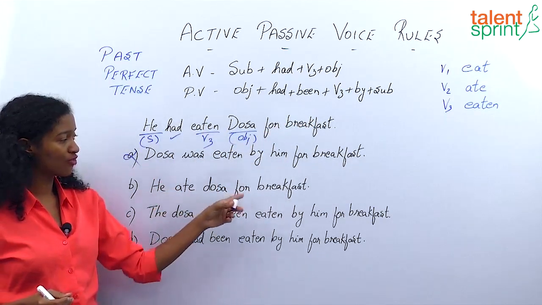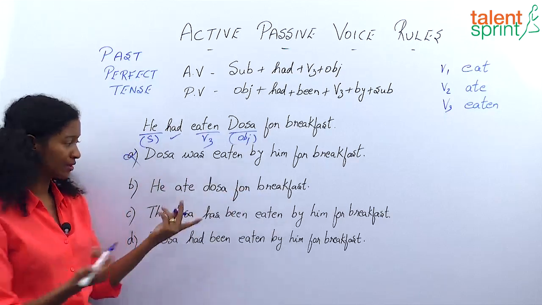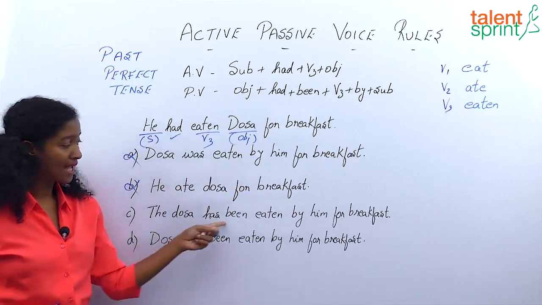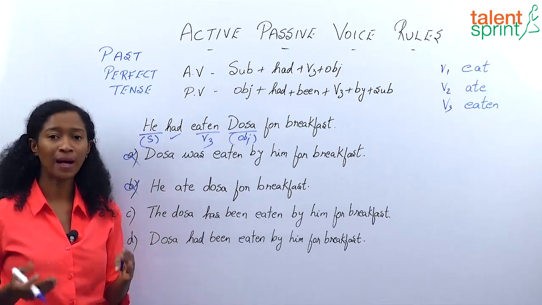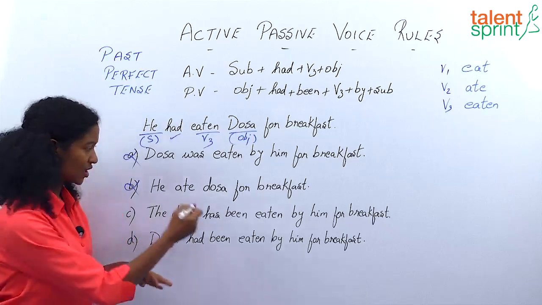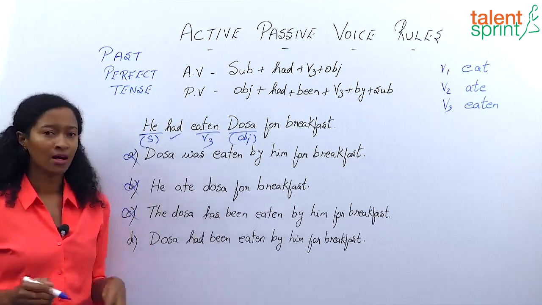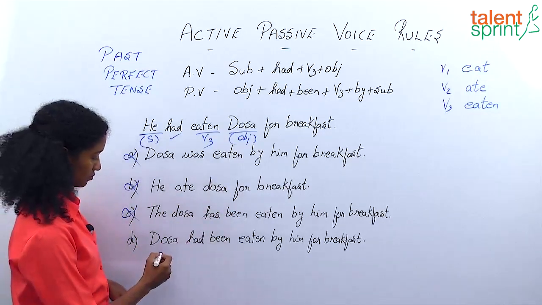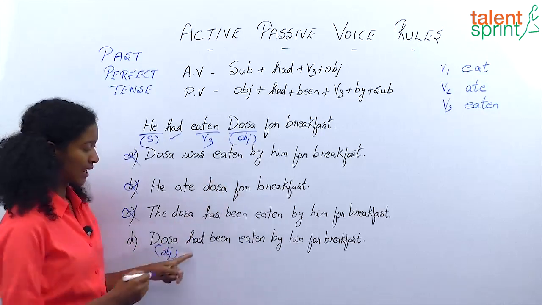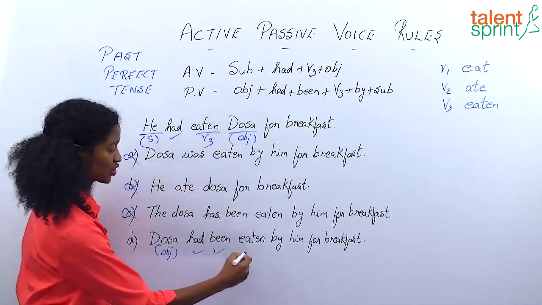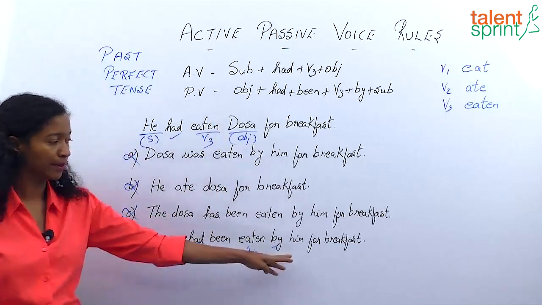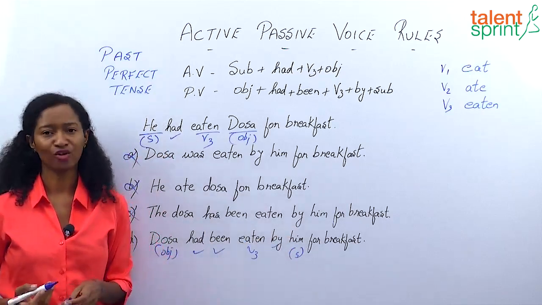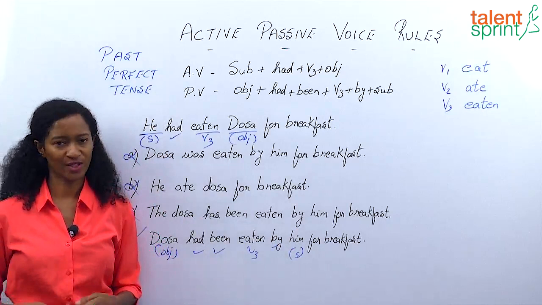Option B, he ate dosa for breakfast. Again, I need had been. It's just simple past tense. I don't need that. The dosa has been. We are referring to past perfect tense and not present perfect tense. So has been is incorrect again. So that leaves us with only option D. Dosa, which is our object, had been, following the construction verb 3, by him, who's our subject, for breakfast, meets the needed form. And that is our answer option as well.